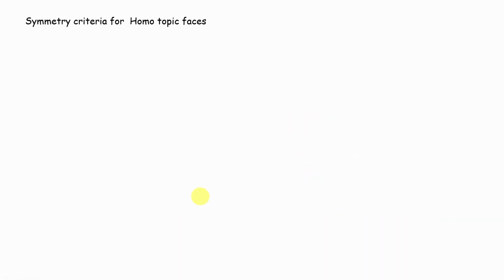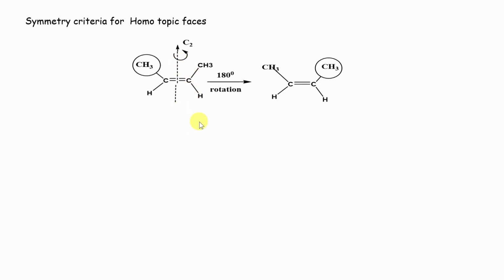Two faces of a pi system are homotopic if they can interchange faces and result in the same structure by rotation around a C2 axis. See, for example, this molecule 2-butene: upon rotation about the C2 axis, interchange of faces takes place to form the same molecule, and these two molecules are identical, and hence 2-butene has homotopic faces. It is the symmetry criterion for homotopic faces.